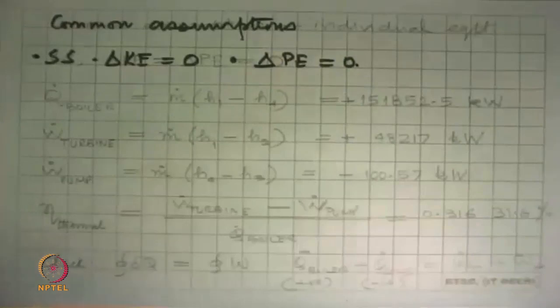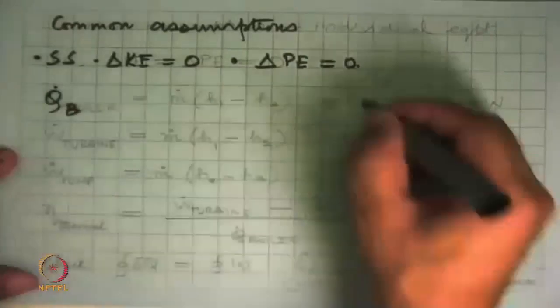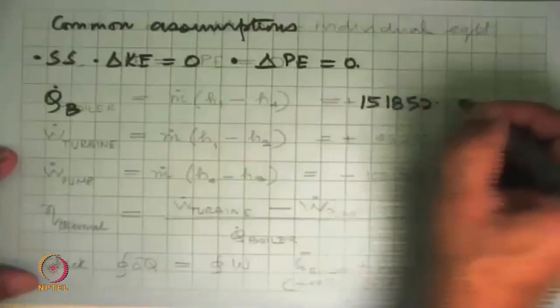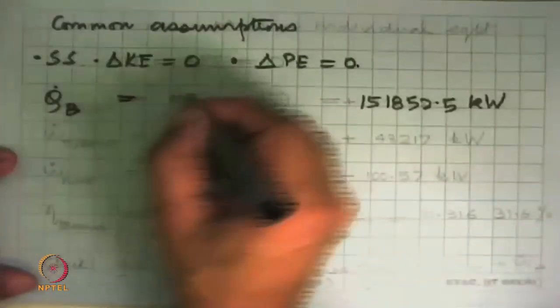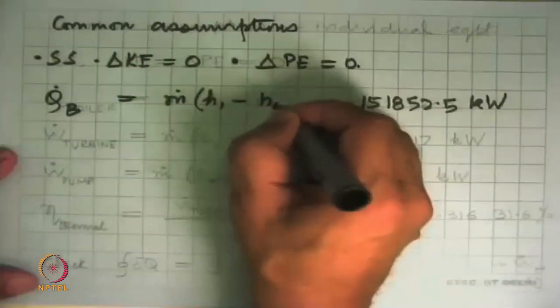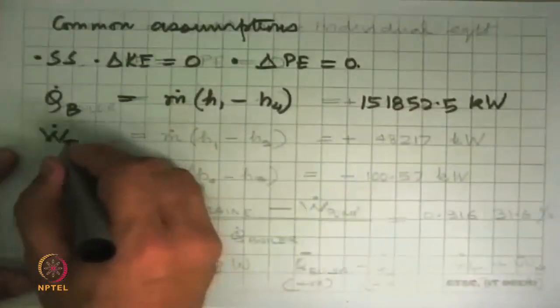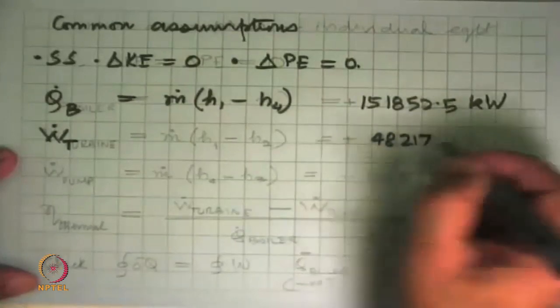Every equipment has one inflow and outflow, so the mass flow rates are the same, and then we can calculate Q dot in the boiler. This turns out to be 151852.5 kilowatts. And the way we do that is m dot (H1 minus H4). Similarly, you can calculate the turbine work output. This is 48217 kilowatts.